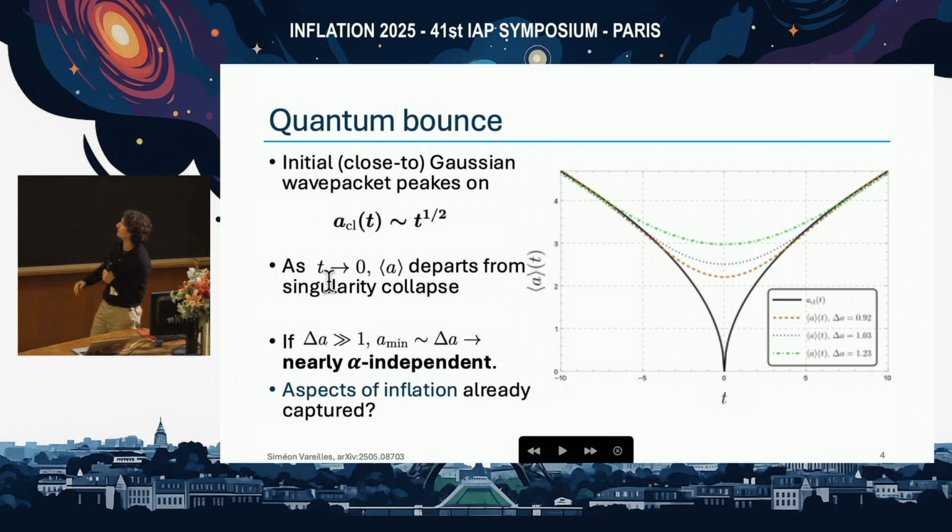And I discuss whether some aspects of inflation could already be captured by a bouncing behavior, because this already provides an expansion epoch, and also an epoch where the degrees of freedom are homogenized, which is a requirement of inflation.